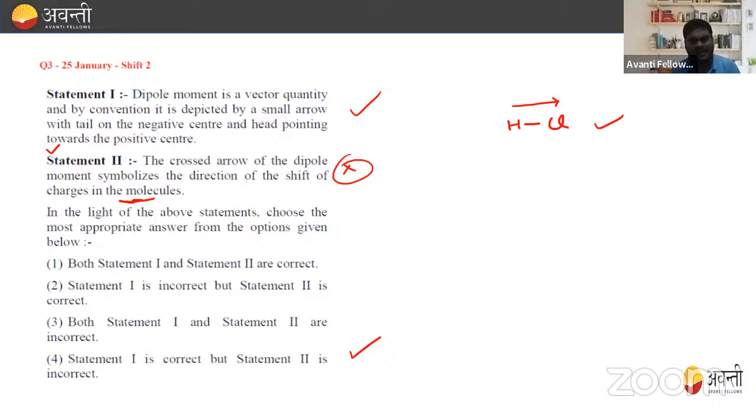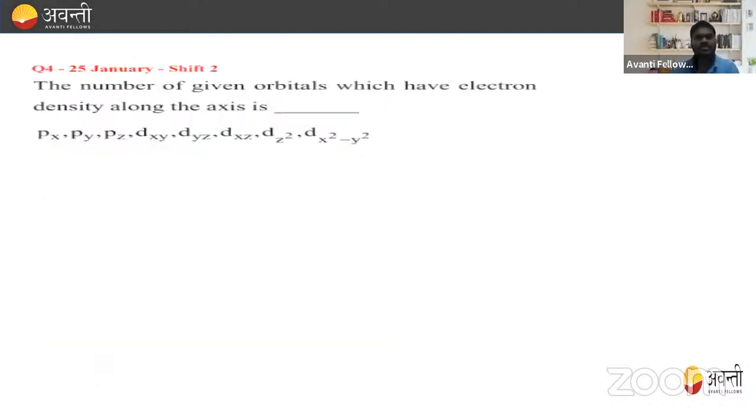I hope it is clear? It's a very simple question based upon the dipole moment, whether the dipole moment is a vector quantity or a scalar quantity, and how to draw the direction of the dipole moment. Right? Next, move to the next question.